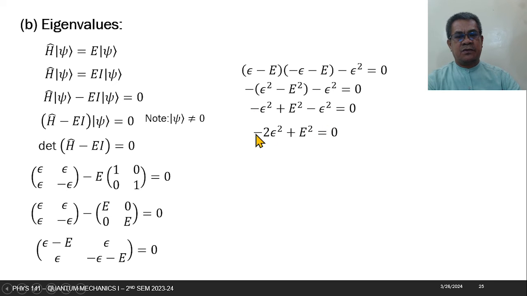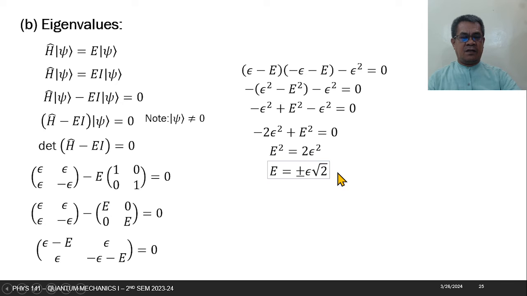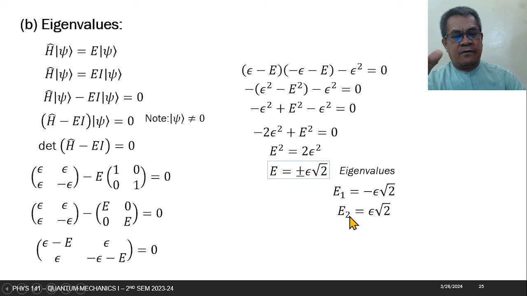Then we need to solve this one, so we will transpose this to the right side, becomes positive. Then we can take the square root of both sides to solve for the energy. Then we have plus or minus epsilon, because we take the square root of this, times the square root of 2. These are the eigenvalues, two eigenvalues. So we have the eigenvalue 1, considering negative, then we have negative epsilon times the square root of 2. Then for energy 2, using positive, this is positive epsilon times the square root of 2. Okay, so these are the answers to the problem.